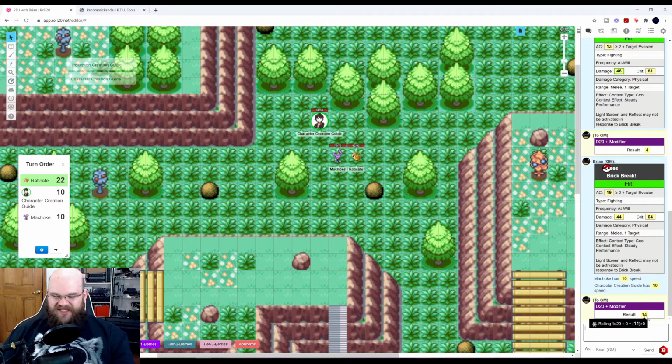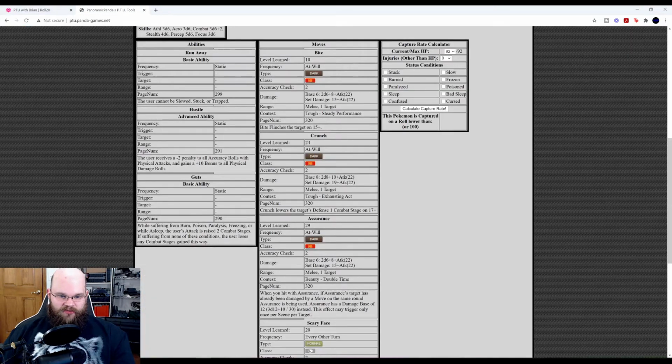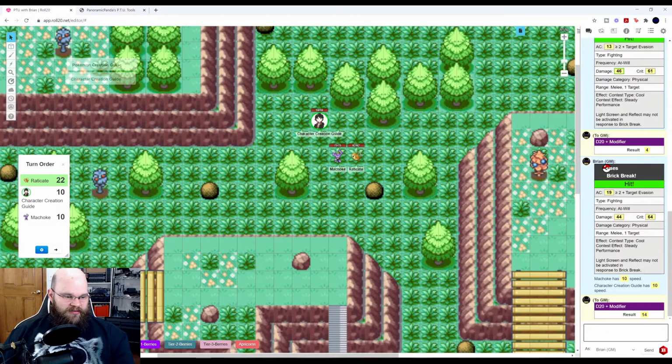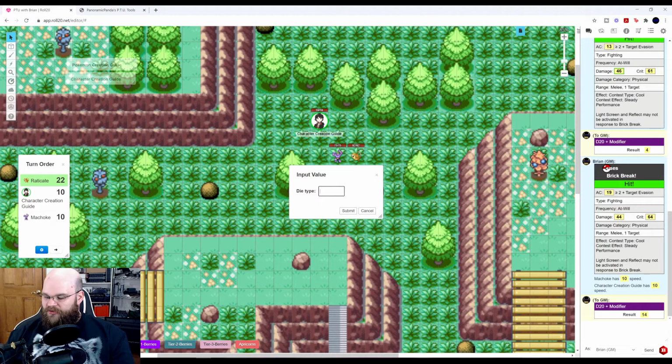Rolls a 14. That's easily going to hit. Machoke does not have evasions high enough to block that. So Crunch, base damage of 8, so it does 2d8 plus 10 plus its attack of 22. So 2d8 plus 32. Let's go over here. Let's hit our dice bag. So 2d8 plus 32.